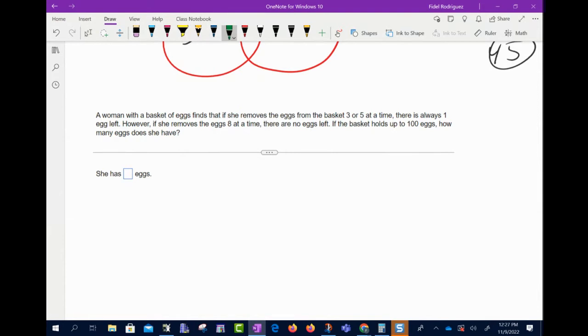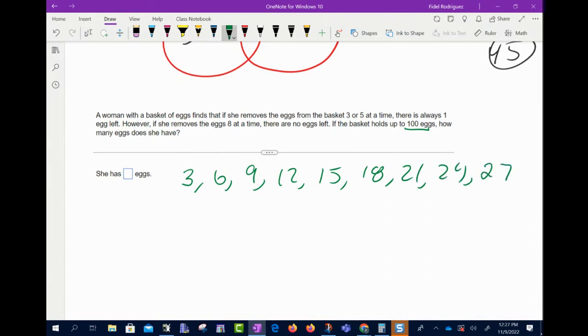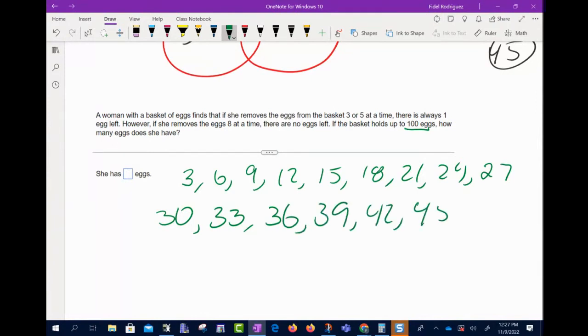So look, I want to think about this. It says the basket does hold up to 100 eggs. Okay, so I'm going to start looking at multiples of 3. So multiples of 3 would mean like 3 and 6 and 9 and 12 and 15 and 18 and 21 and 24 and 27 and 30 and 33. And it's going to take me a little while, y'all, here. I'm hoping I don't have to go too far, but we'll figure this out in a minute.